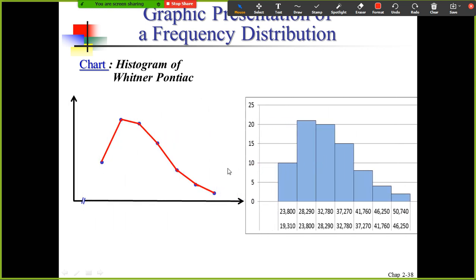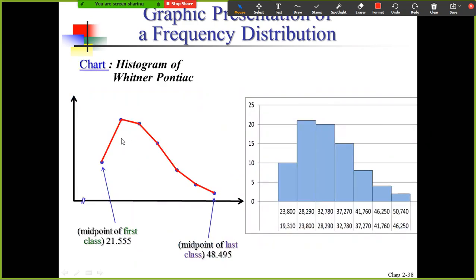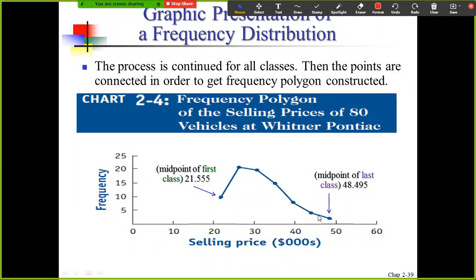So when I take the histogram away, I still got points and lines. This line connection or line segment connection we call a frequency polygon. This is the first midpoint class, the last midpoint class. But this is not good looking. This is from the textbook. This is what I made. The textbook one is not good looking. It's like a mountain, but a mountain flying in the air.